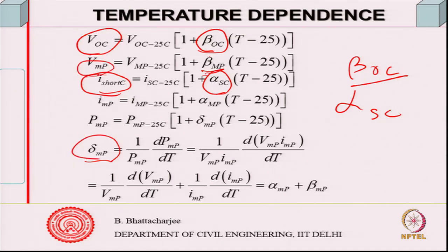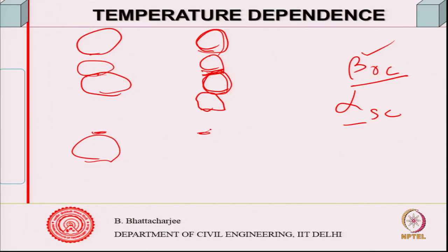Sorry, beta corresponds to the temperature coefficient for voltage, alpha for current. Alpha MP is for maximum power condition, alpha SC is for short circuit condition, this is for open circuit and this is again for maximum power. And for power similarly one can write a temperature coefficient, because these are functions of temperature. As you have seen earlier, if you recollect, it was K, T, etc. So, it depends upon temperature. The VOC is a function of temperature.